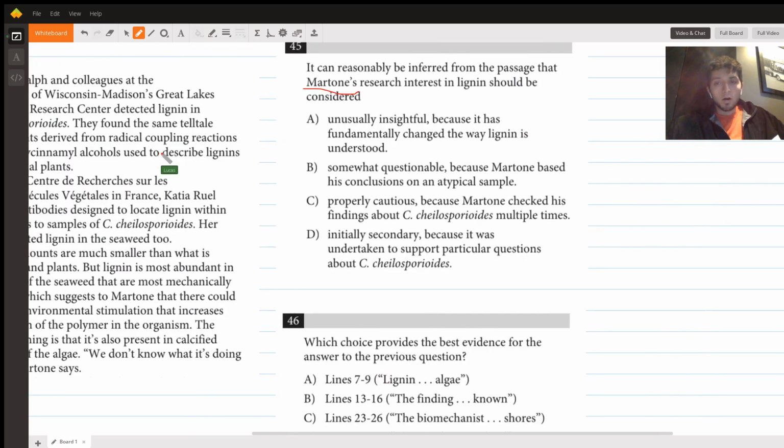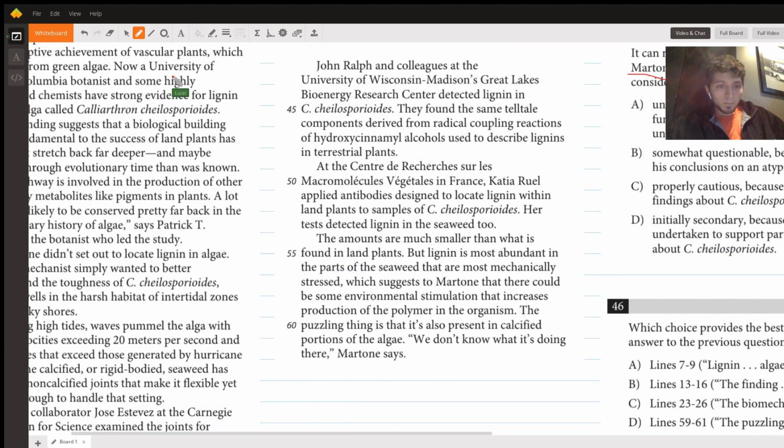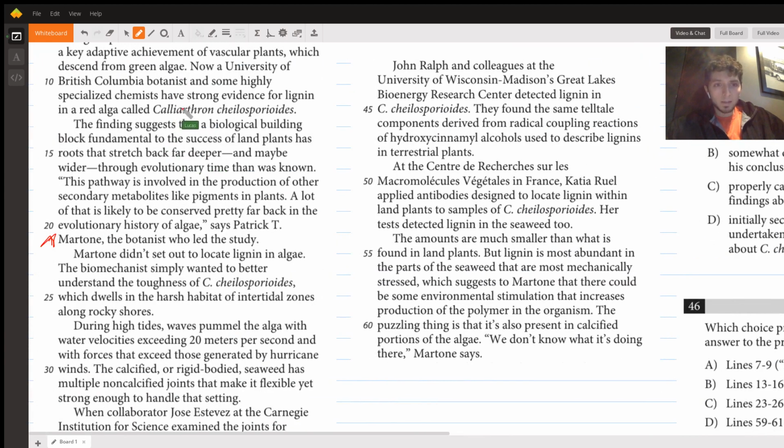The second thing is what I call the question pacing rule, which essentially means the order of the questions usually matches the order of the text. So if you have a question that refers to one part of the text, the question after that will probably refer to the text that comes after the one just mentioned, right? So in this case, the question before it, 44, which you don't have here, references line 11, which over here references this text. Strong evidence for lignin and a red algae.